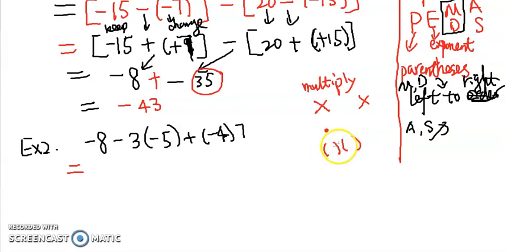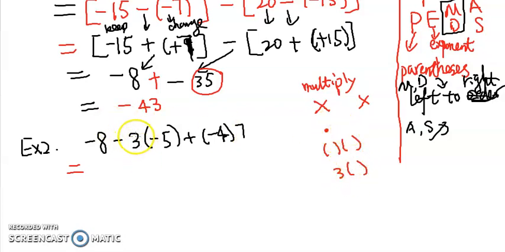If you have two numbers, and one of them is in parentheses, for example something times something, you don't have to put anything in between, and that means multiplication. If you don't have parentheses, then it's not a multiplication.